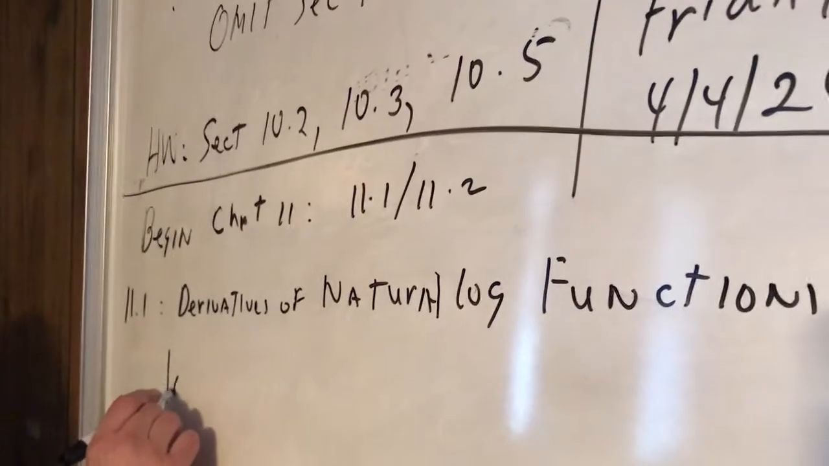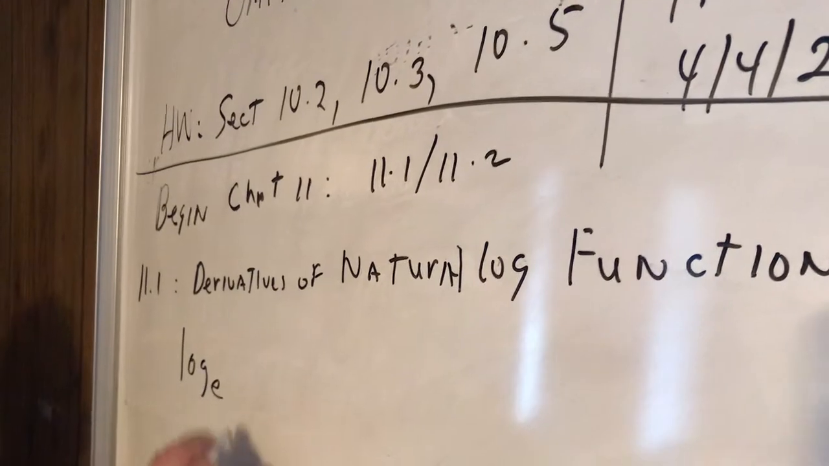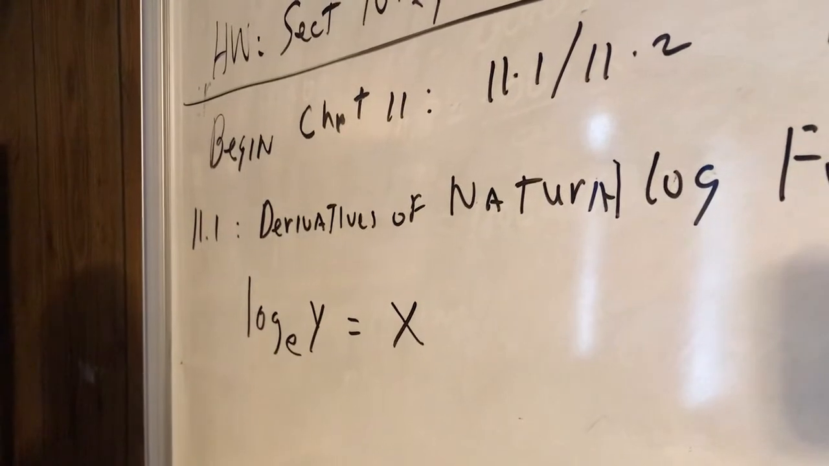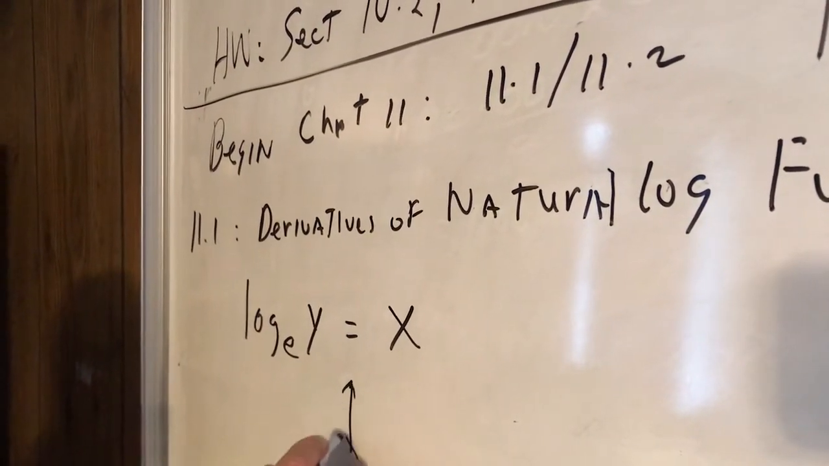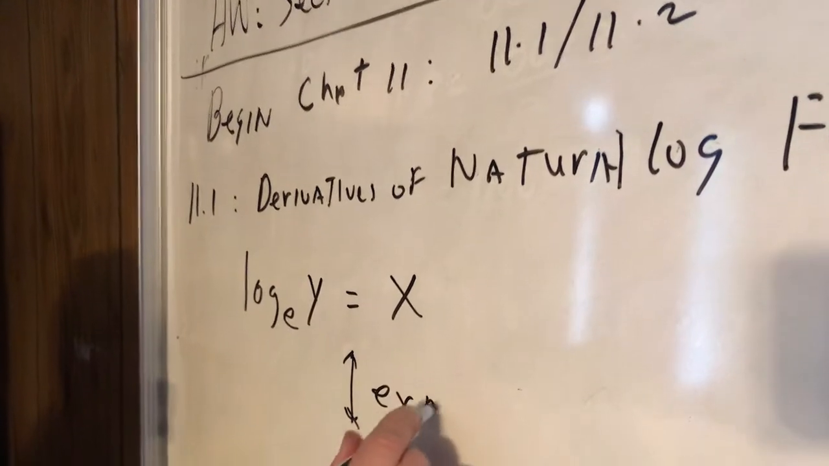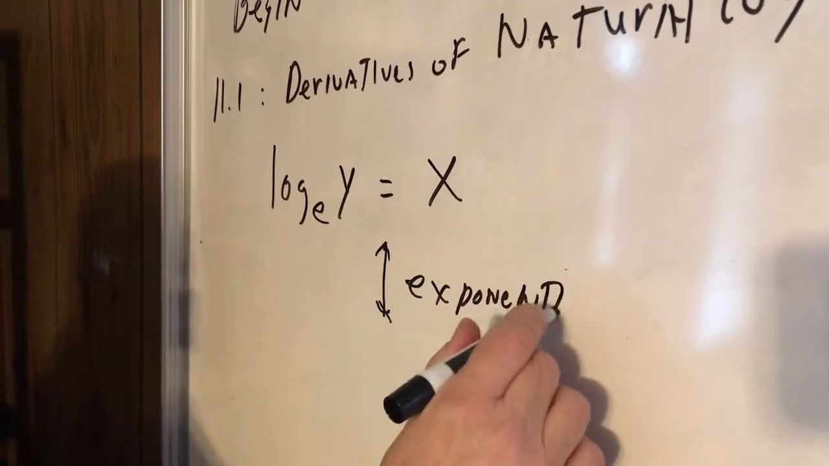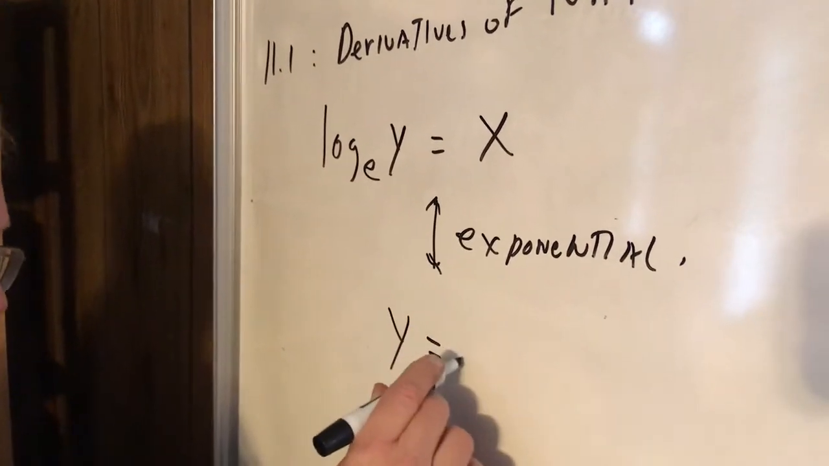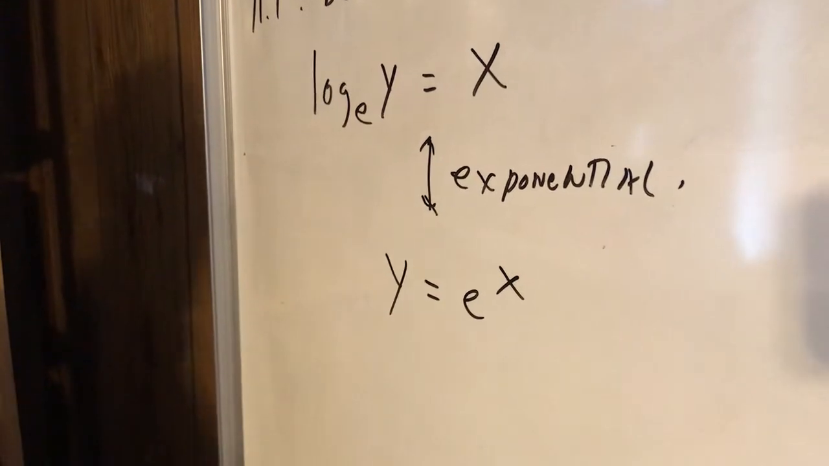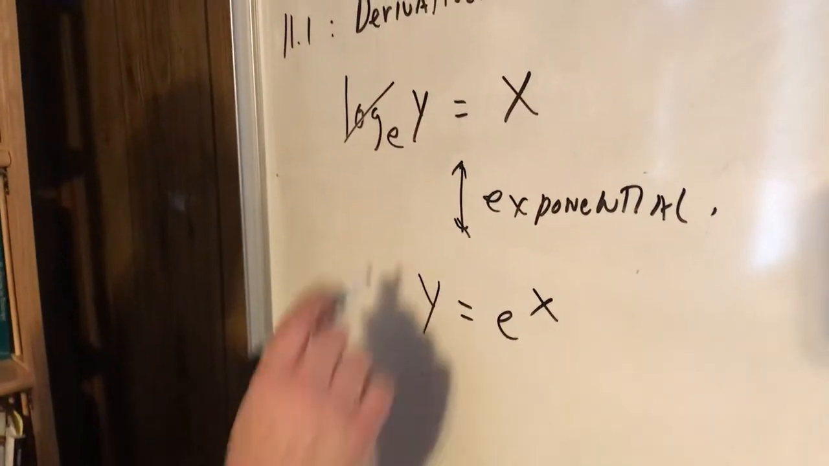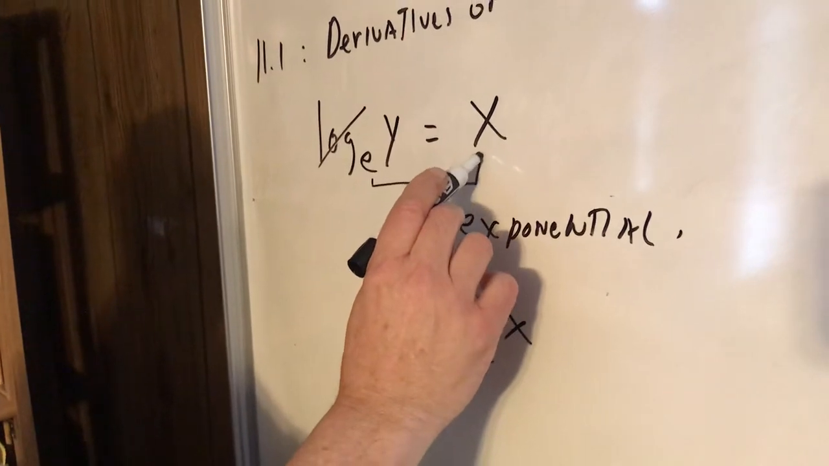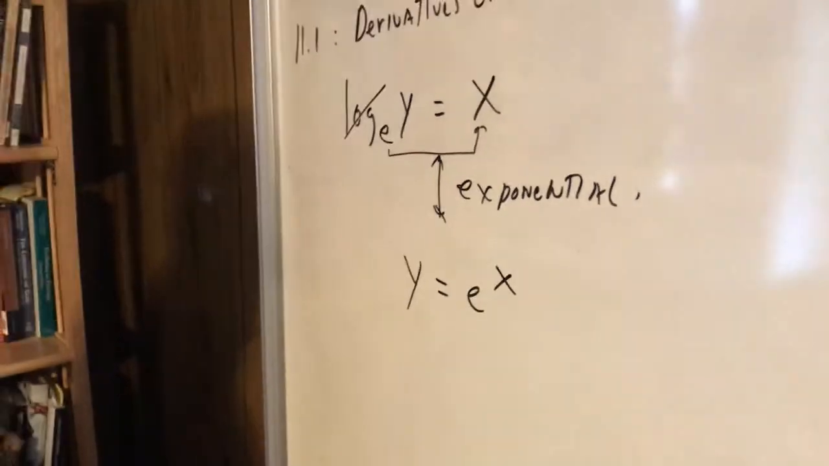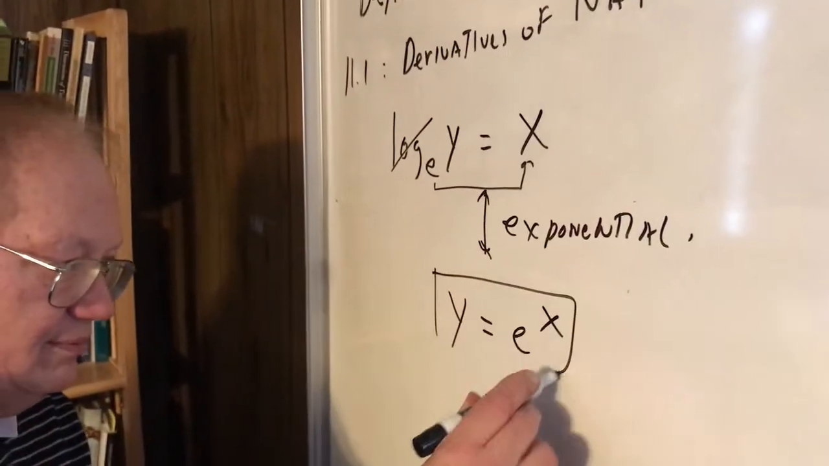What is a natural log? Well, if you take the log to the base e of y and make that equal x, I can convert that to an exponential. The way I taught it in my class was cross out the log, bring the e up below the x, and have it push up the x. So you get y equals e to the x, which is called an exponential function.